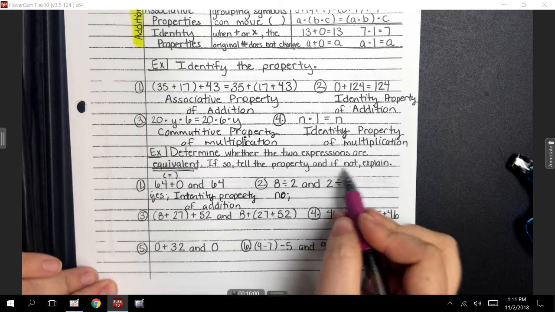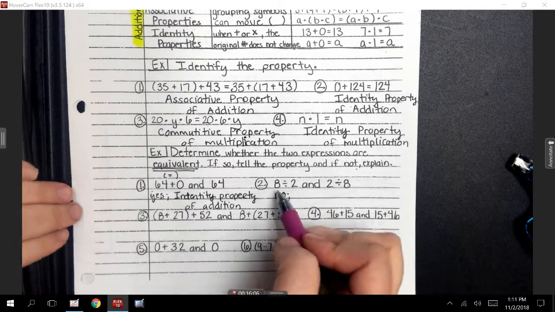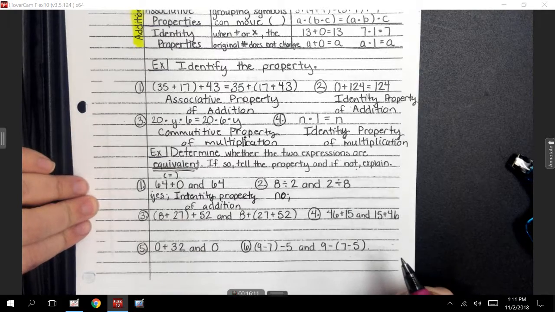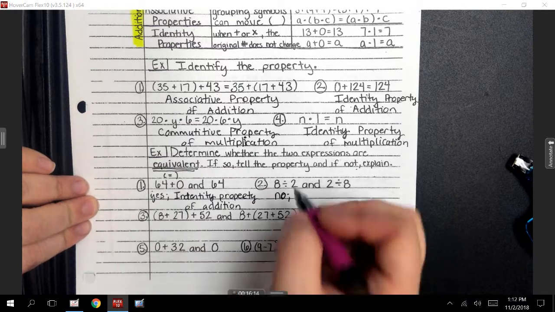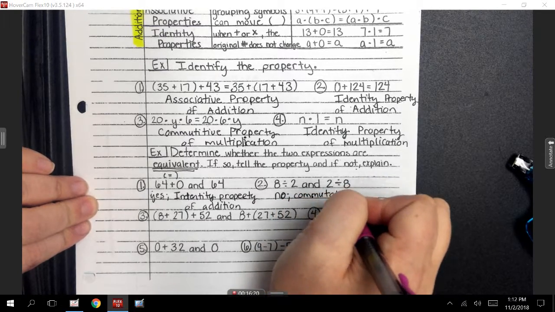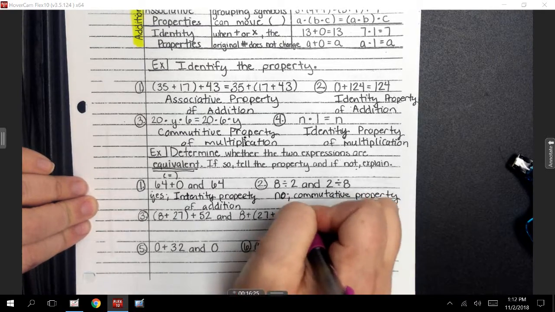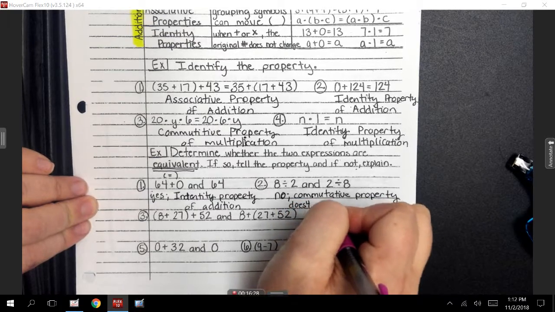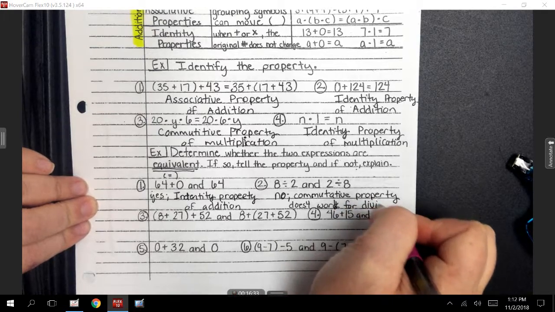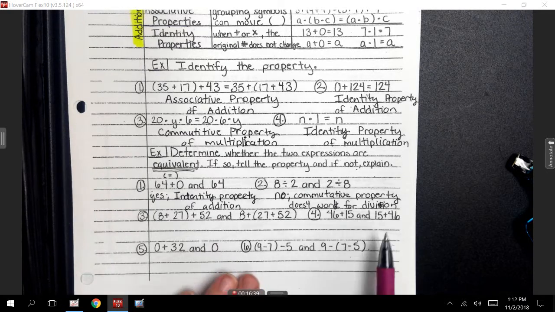So now, if not, we've got to explain. What they're trying to do is switch the places like our commutative property does. But is there a commutative property of division? Does division work for the commutative property? No, so we're going to say commutative property doesn't work for division. And that's using that chart that was at the top. The commutative property doesn't work for division.